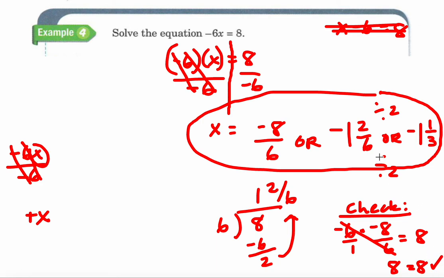So that checks out. My answer is correct, because at the end, the 6's canceled and the negatives canceled each other out, so I ended up with a negative 8/6 as my answer, or negative 1 1/3.